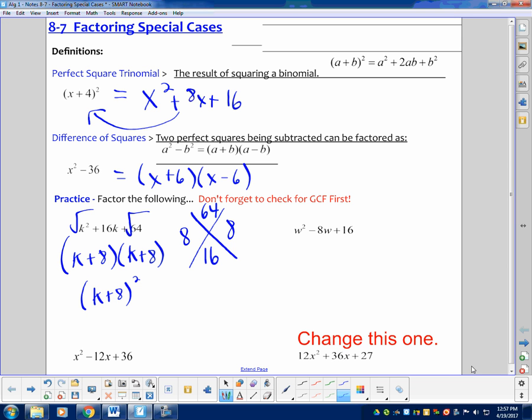Unless it's a positive 8. It doesn't have to be. Here's how we handle it. That's a good point. This is a perfect square trinomial. The only way it differs from this is it has a minus sign in the middle. So here's how we handle this.